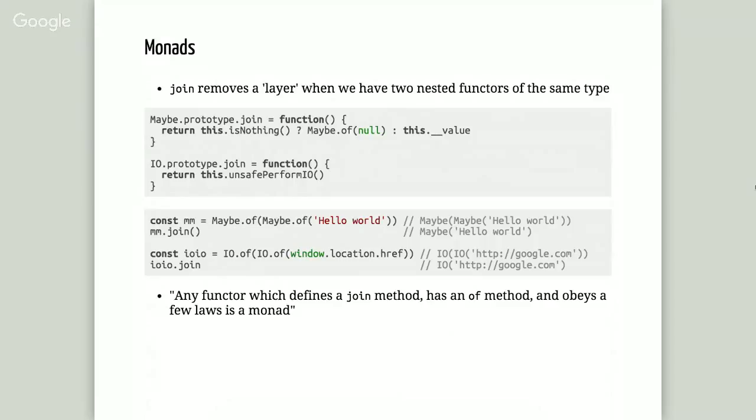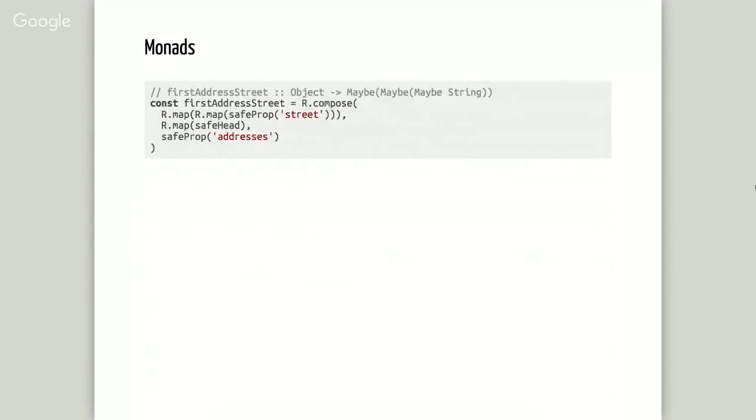So it's a functor which defines a join method. So it kind of tells you how to chain 2 of them together. It has an of method, which is what we use to put things inside it. And it obeys some laws, which again, I'm not going to go into.